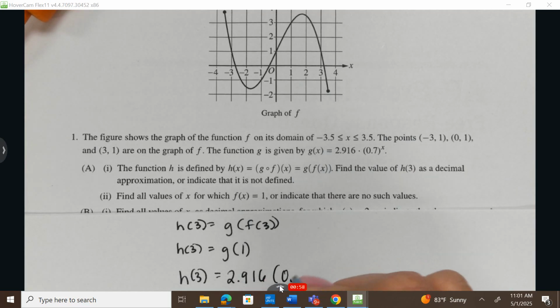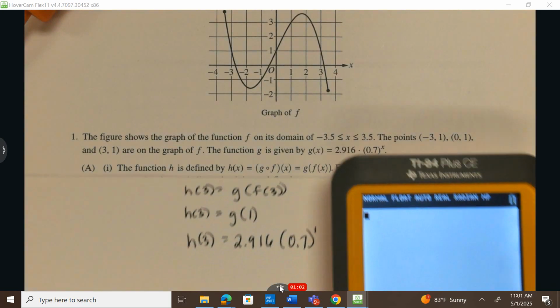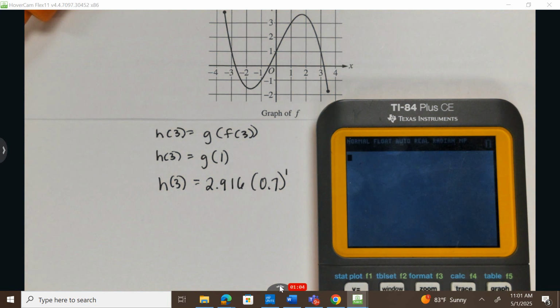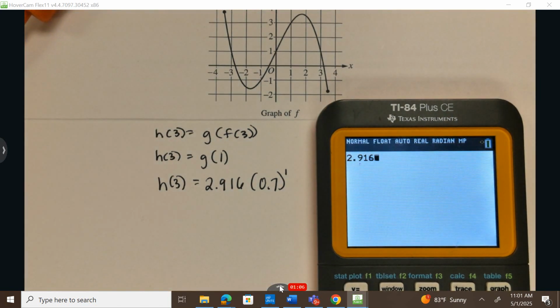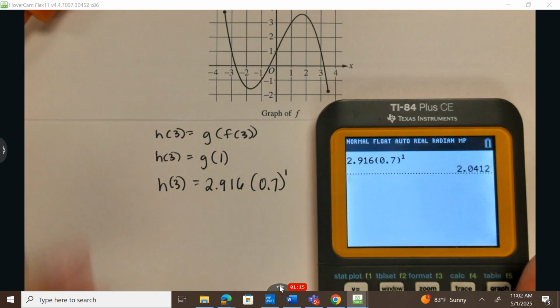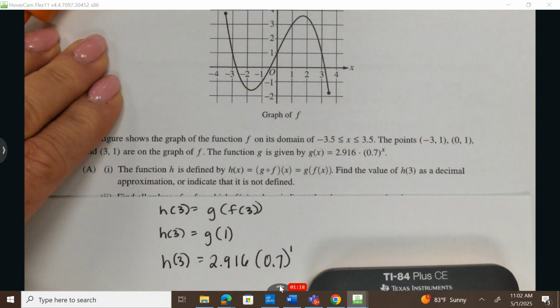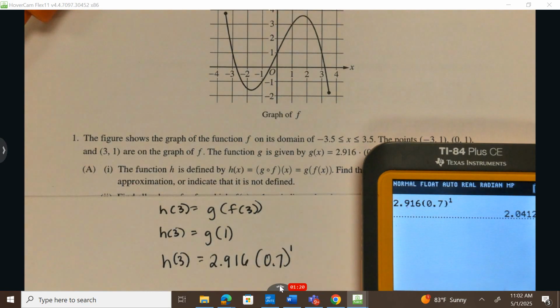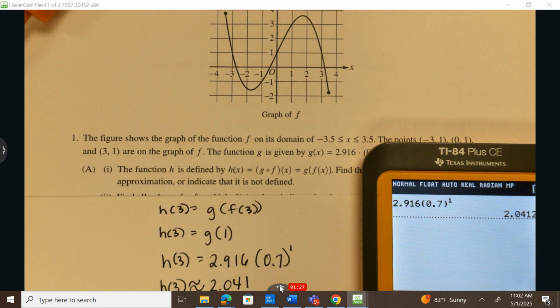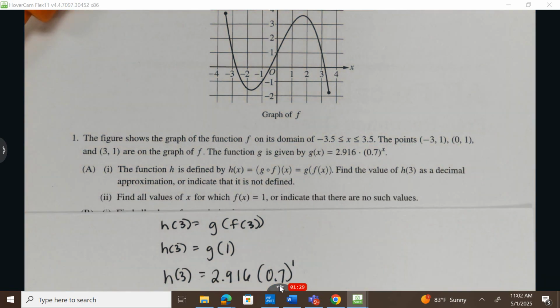2.916 times 0.7 raised to the first. Remember that FRQ1 and FRQ2 are calculator-related problems. So let's take 2.916 times 0.7 raised to the first power. And then this particular problem, let me come back here. It says decimal approximation, so I am going to round this to the nearest thousandth. So approximately 2.041. Let's go to the next part.